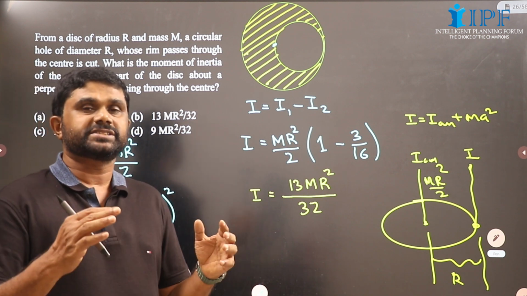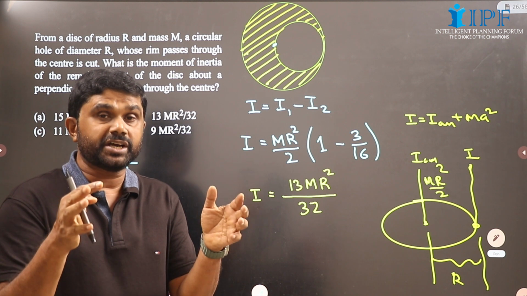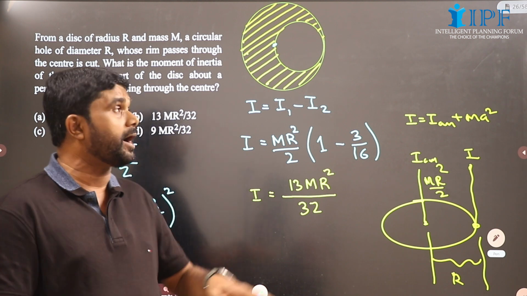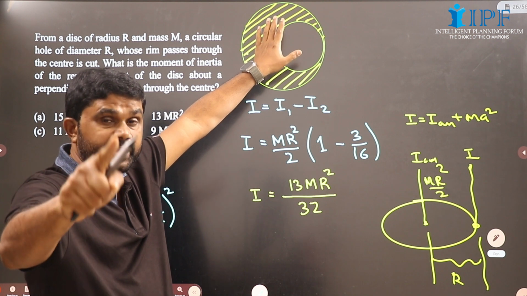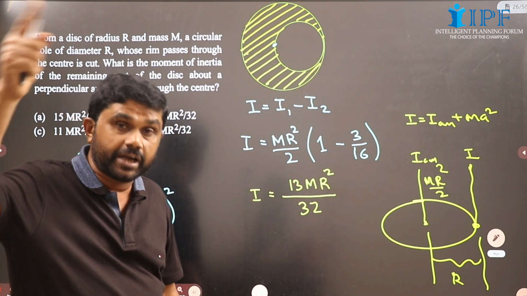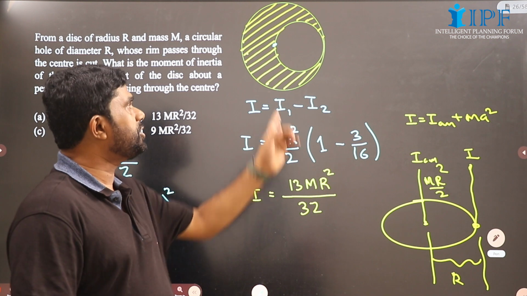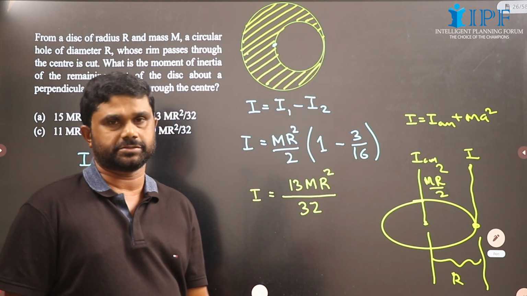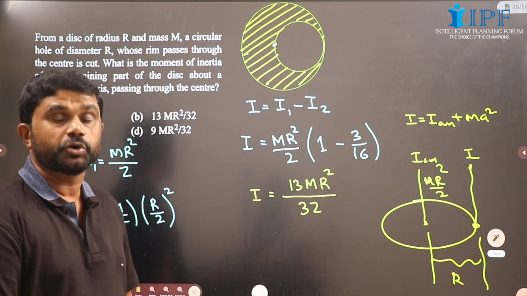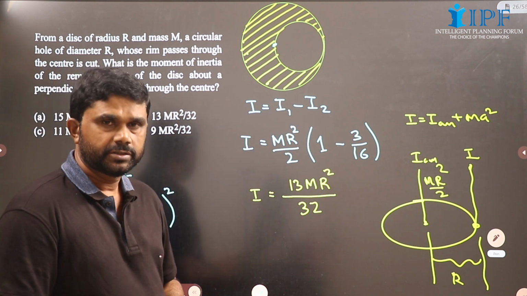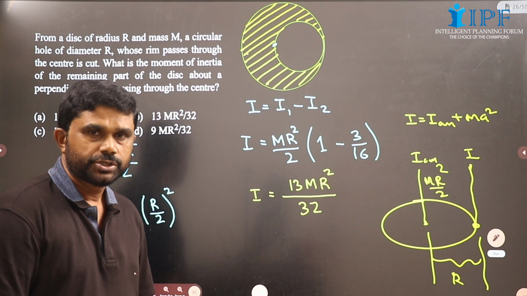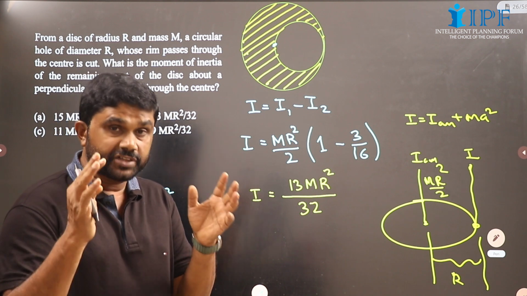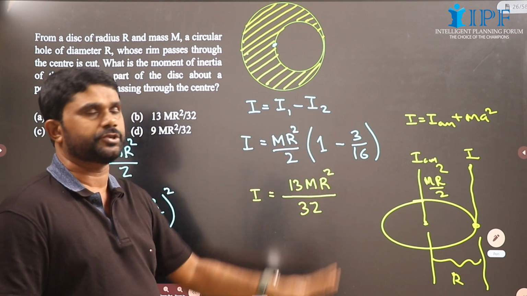Now see the moment of inertia of the remaining part. Moment of inertia of the remaining part is the moment of inertia of the original disc minus moment of inertia of the removed disc. What is the moment of inertia of the original disc? Let it be I1. The moment of inertia of the removed smaller disc, let it be I2. So the moment of inertia of the remaining part will be I1 minus I2.